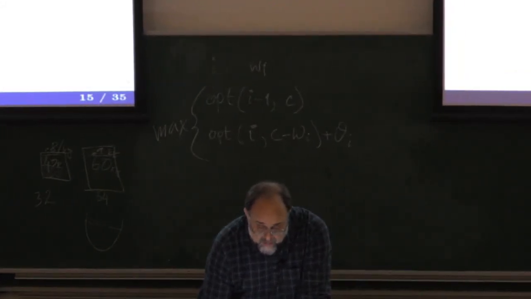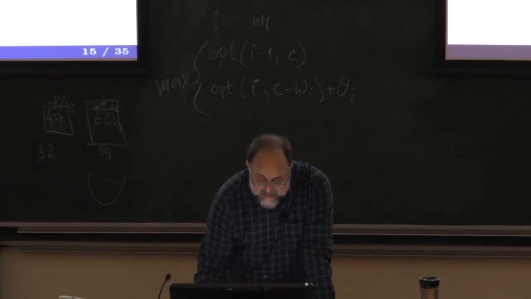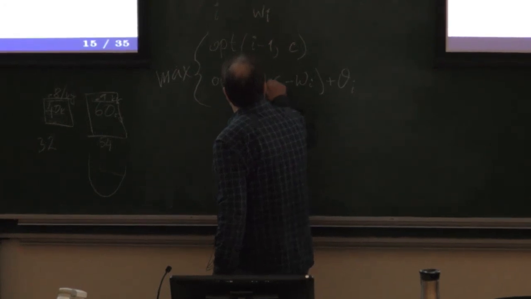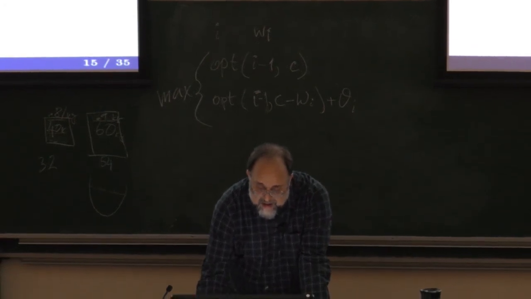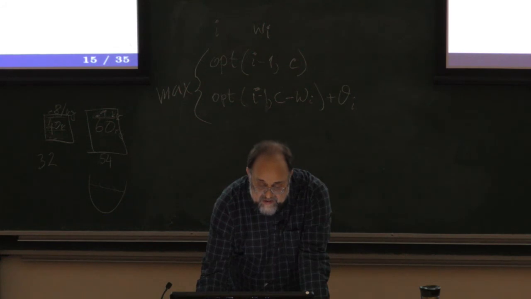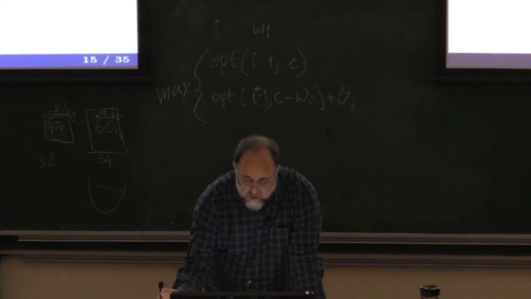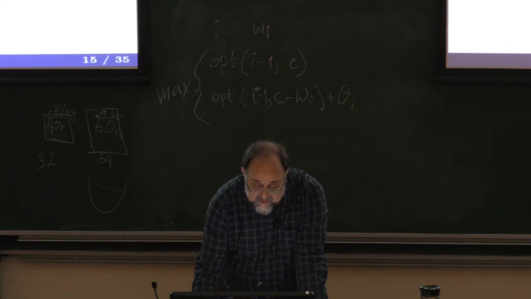If I do take the ith object, right, then I have to look at what I can get from the first i minus 1 objects, because we took object i. But now the capacity is only C minus w_i. So on C minus w_i, I have to add the value of the object that I took, right, which is v_i.